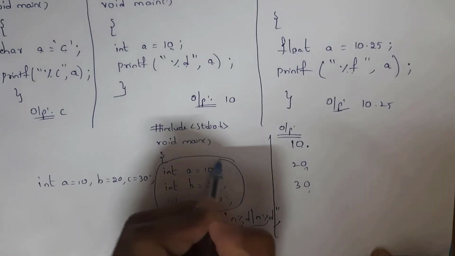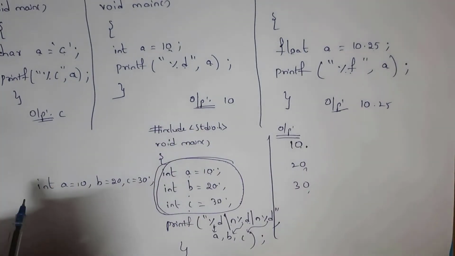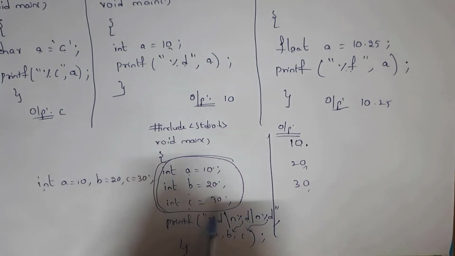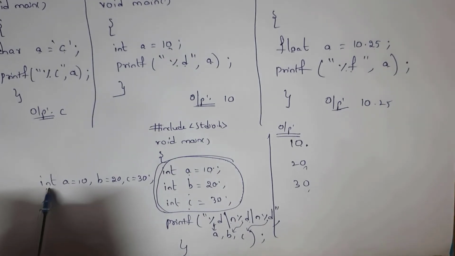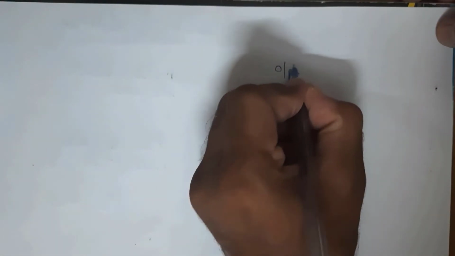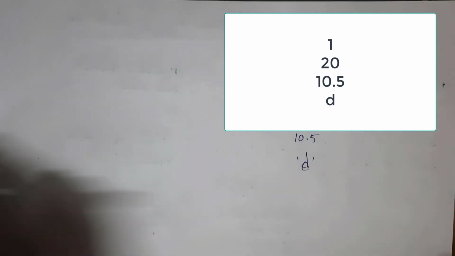Instead of taking three data types for three variables, you can also take a single data type because all these are of similar data type. So I took a single data type here. For example, I want to get the output as 1, 20, 10.5 and d. For that purpose, I will write a program.